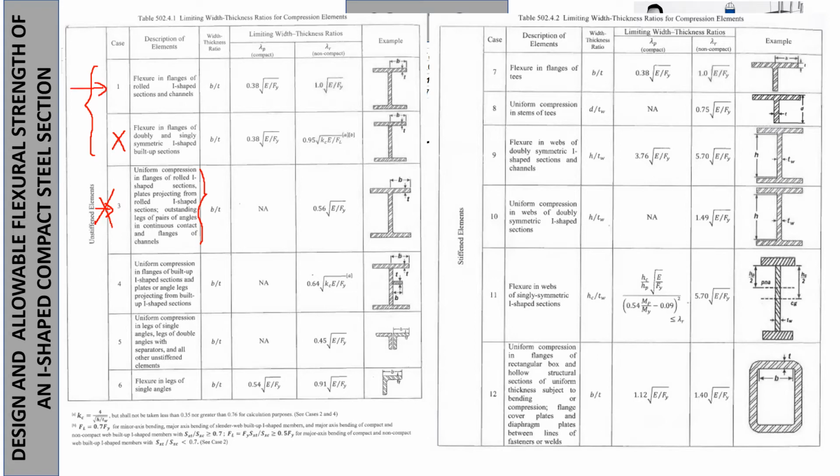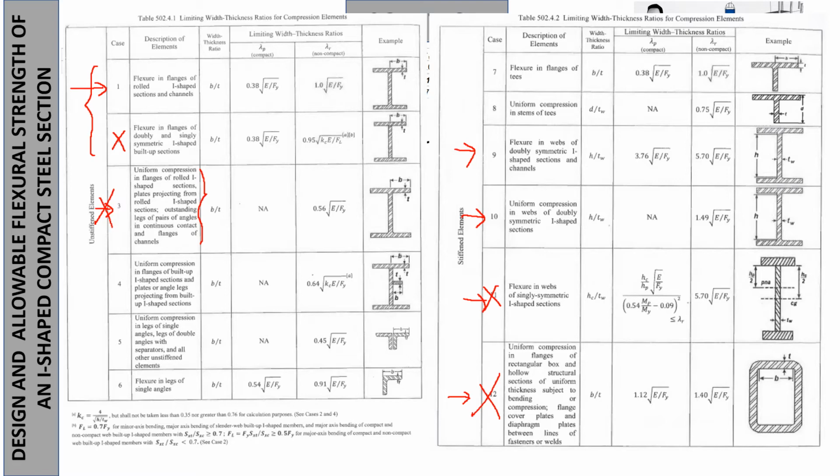Now, for the stiffened section, for the tatawag nating web condition, you will start reading 9, 10, 11 and 12. Most likely 12 will not apply kasi hindi naman siya HSS or RHS. Number 11, this is singly symmetric, no? Which is our W section is said to be doubly symmetric. So that leaves us to 9 and 10 only. So which is, kung titingnan natin yung 9, flexure in webs of doubly symmetric I-shaped sections and channels, while yung 10, uniform compression in webs of doubly symmetric I-shaped sections.